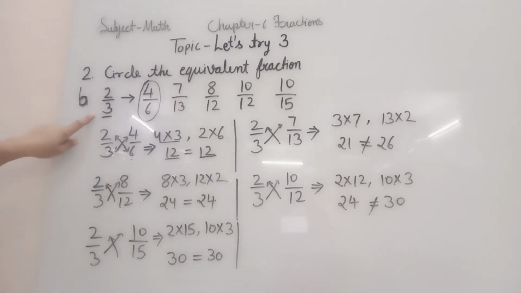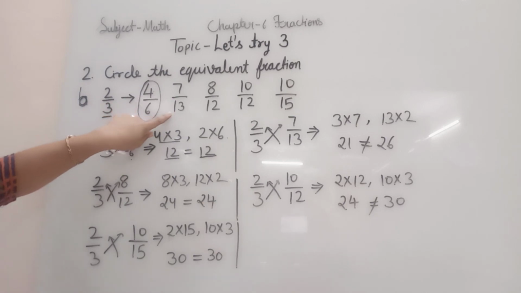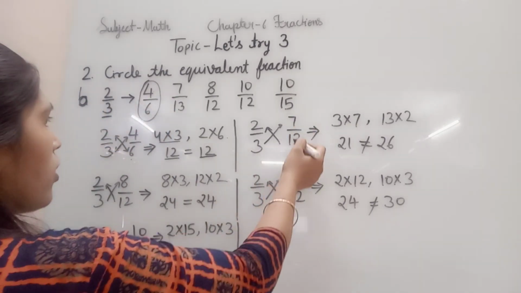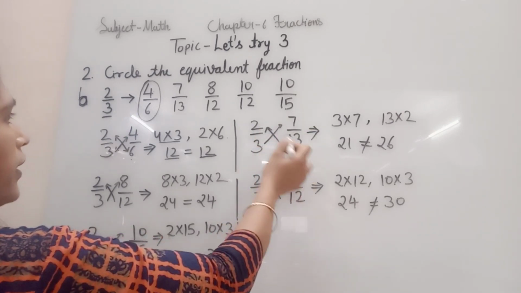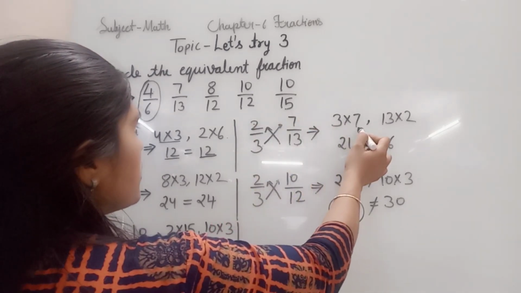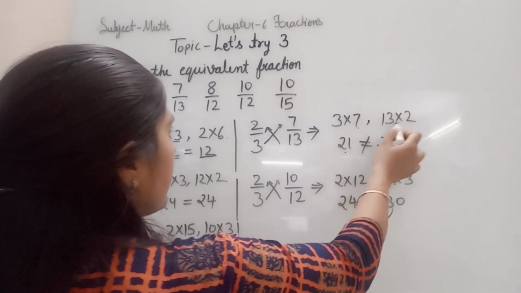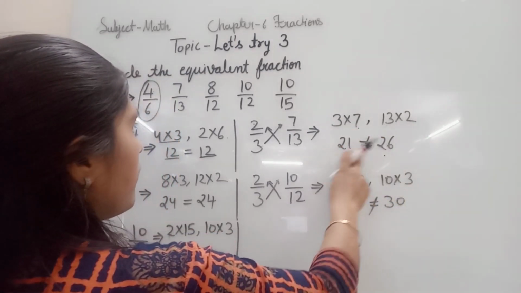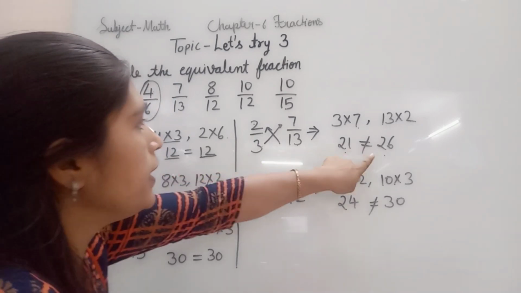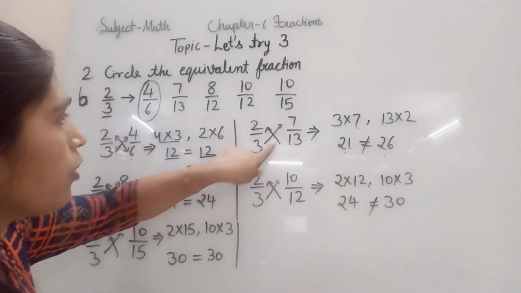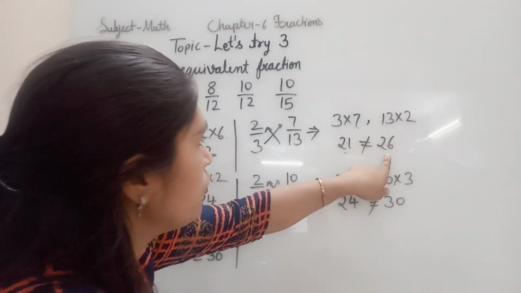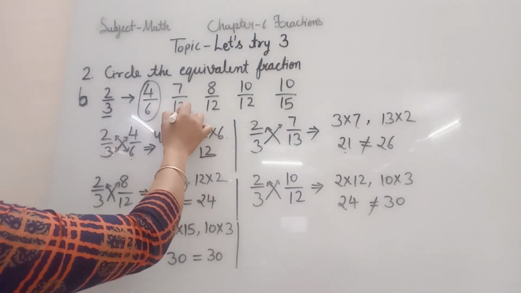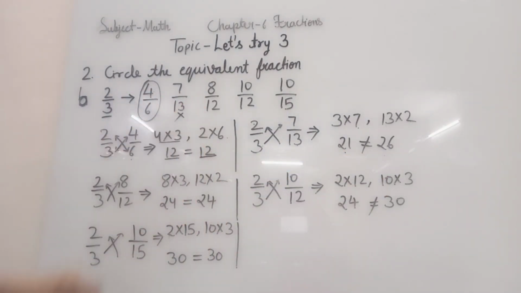Now let's check 7 by 13. Is it equivalent to this or not? Let's do cross multiplication again. 3 multiplied by 7, 13 multiplied by 2. 7 3s are 21 and 13 2s are 26. So 21 and 26 are not equal. If we do cross multiplication, 21 is not equal to 26. So this is not an equivalent fraction. We will not circle this.